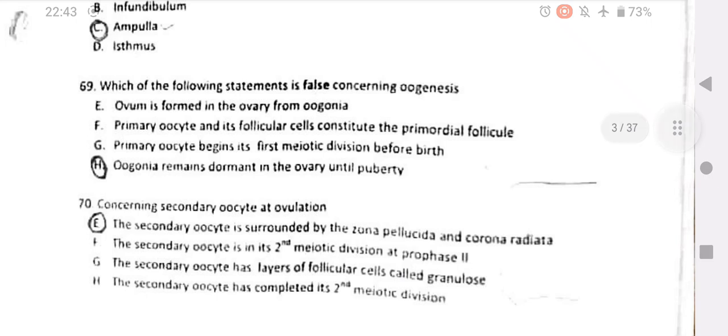Then 69 is saying, which of the following statements is false concerning oogenesis? Oogenesis is basically a process that involves the formation of the female ovum or the female oocyte. So, let's identify here which statement is not correct. The ovum is formed in the ovary from oogonia. This is not correct because no oogonia is present at birth. Because if we're talking about the ovum, you're talking about the active mature female oocyte. So there is no oogonia present at birth. So where will this come from? So E is not. So let's see first.